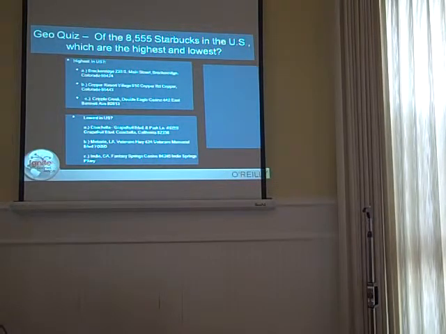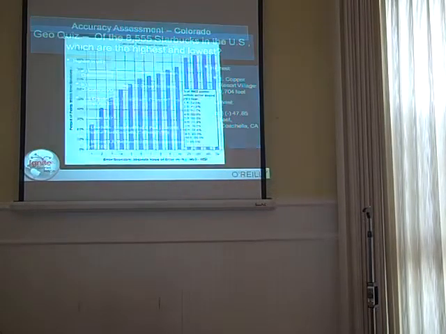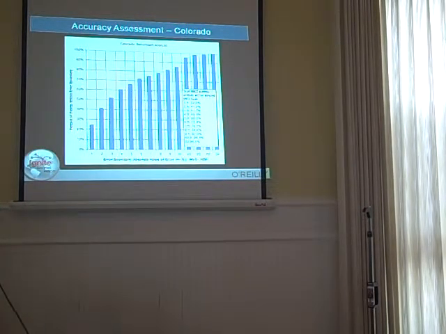So guess here real quick, I also did this with all the Starbucks in the country. Which is the highest and the lowest Starbucks? So it turns out we can claim the highest Starbucks in the United States in Copper Mountain, and the lowest Starbucks, at minus 47 feet, was in Coachella, California.